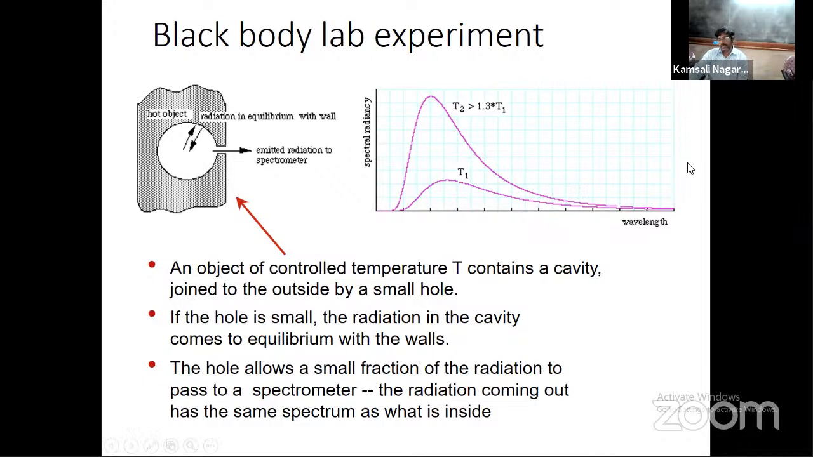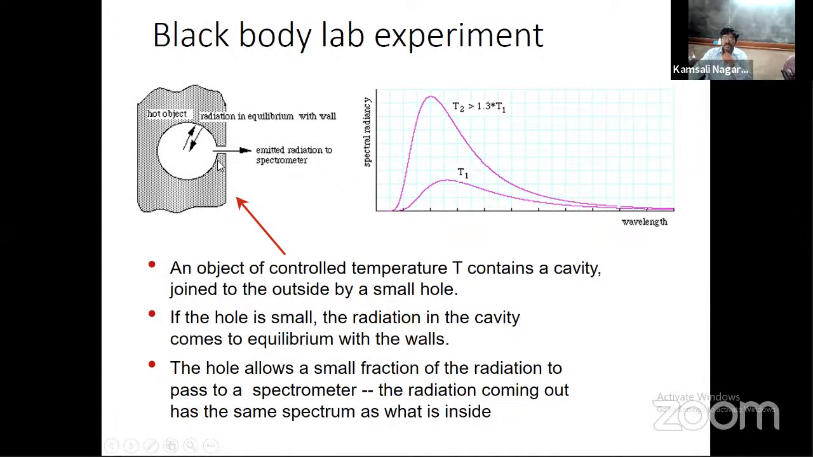See on the right side a plot of the radiance or intensity against the wavelength. As the wavelength increases, it shows a peak at one particular wavelength. For a given temperature T1, it shows a peak here. For another temperature T2, it shows a peak here. If the temperature T2 of the second body is more than the temperature of the first body, the peak shifts towards the lower wavelength side. This is the conclusion you are expecting. An object of controlled temperature contains a cavity which is joined to the outside through a small hole.